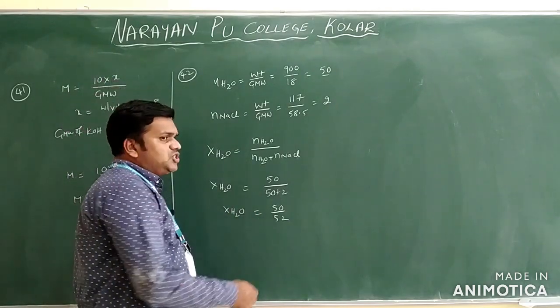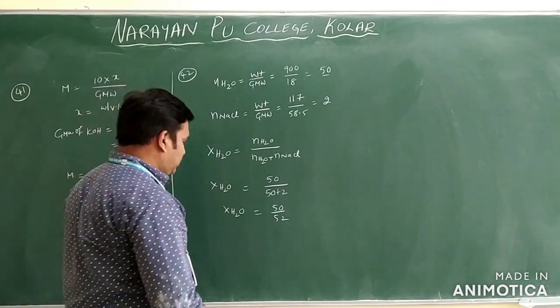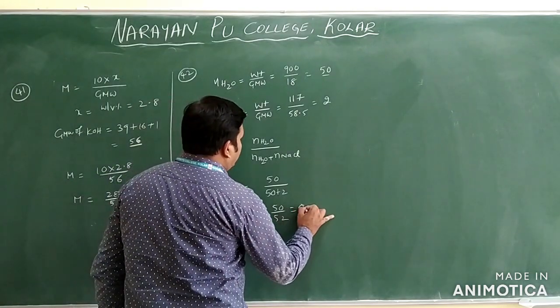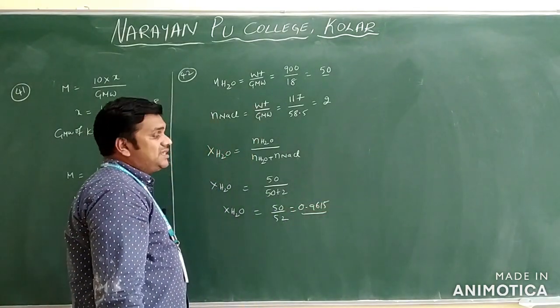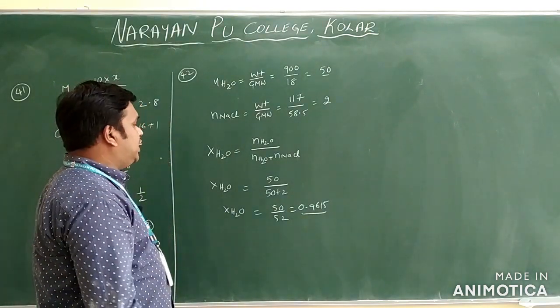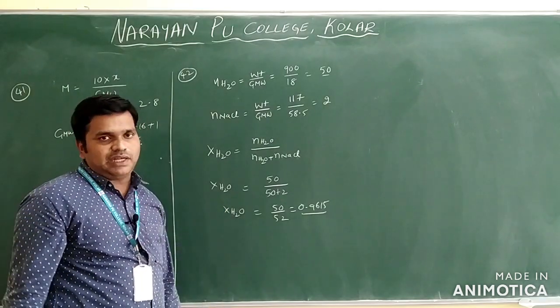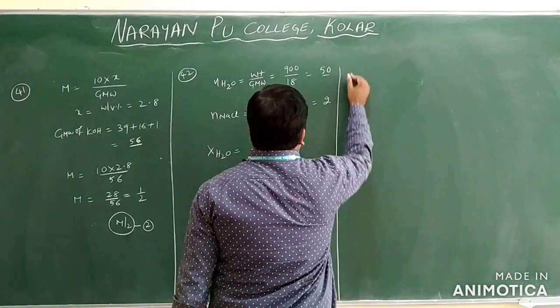So if it were 52 by 52 you would get 1, but it is not 52. So approximately you will get 0.9 only. So you can see the approximate value, what you will get? 0.9615 only. It is the mole fraction of water. Okay, if you want to find mole fraction of NaCl, you can do 1 minus this value. So this is question number 42 we have.